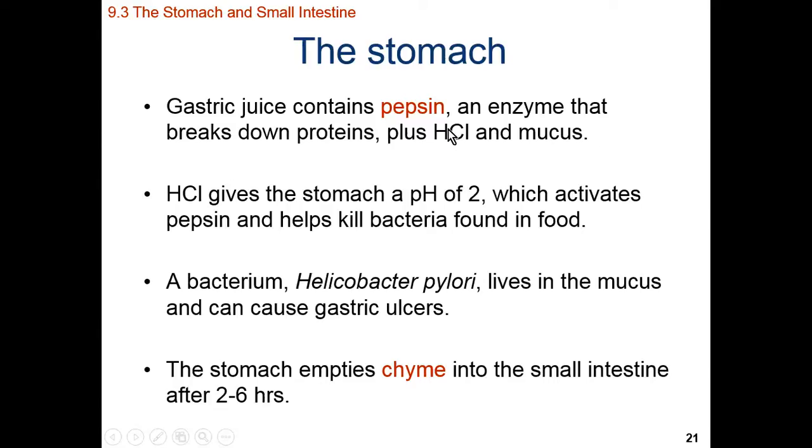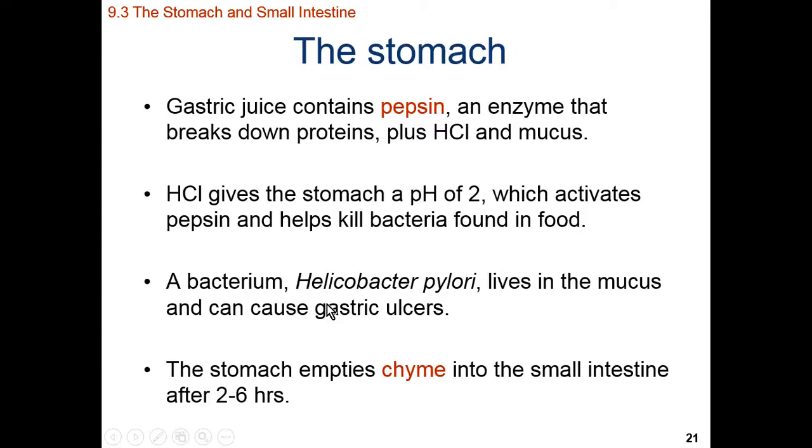The hydrochloric acid, or HCl, that's secreted by the gastric pits is going to give our stomach a pH of 2, which is quite acidic, much more acidic than Diet Coke or lemon juice. And this pH of 2 is going to activate the pepsin, to turn it on, so to speak. This digestive enzyme needs to be in an acidic environment to work. This pH of 2 within the stomach also is going to kill many bacteria that are found in our food. However, some bacteria can thrive in the stomach. For example, H. pylori, also known as Helicobacter pylori, is a specific species of bacterium that can live in the stomach and the mucosal lining of the stomach and cause gastric ulcers, or holes to form in the lining of the stomach.